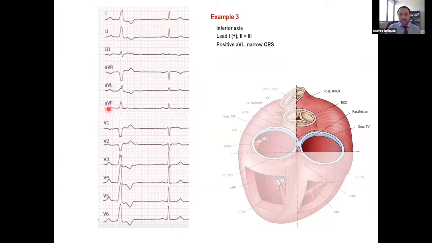You can also see that aVL is positive, something that we don't see in outflow tract PVCs. The reason is that the parahisian region is lower and to the right relative to the outflow tract. aVL is a high and left lateral lead, so the vector is going to be directed toward that lead.